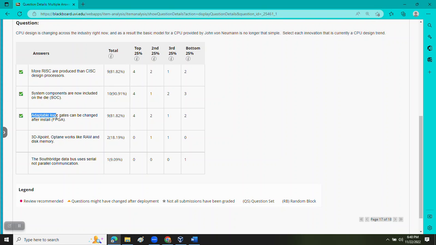Another trend is that there's a class of chips that allow for adaption. The logic gates can be altered or changed after installation. These are called Field Programmable Gate Arrays, FPGAs. Hugely important. Now 3D XPoint and Optane, which works like RAM and disk memory, is an innovation, but it doesn't have to do with a computer processor. It has to do with disk memory. So that's why all of these are chip-oriented questions. This has to do with the motherboard data bus. Again, doesn't have to do with the CPU.